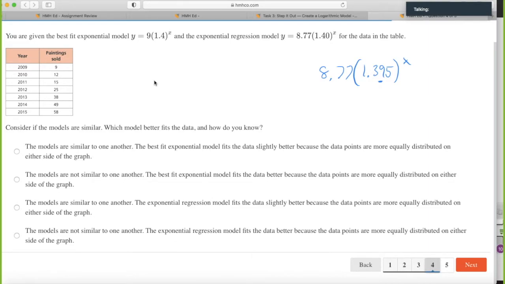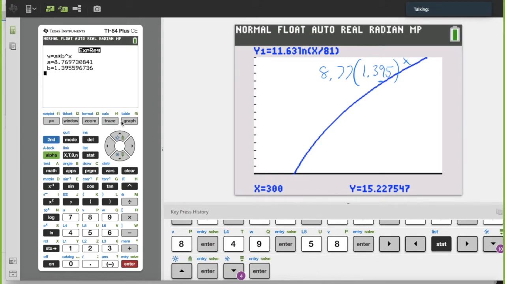I'm going to leave that equation on the screen. So you are given the best fit exponential model, y equals that. The exponential regression model is that for the data set in the table. This is all the same data, so that's convenient. Consider if the models are similar, which model better fits the data, and how do you know? So we can look on our calculator. So let's get rid of this.